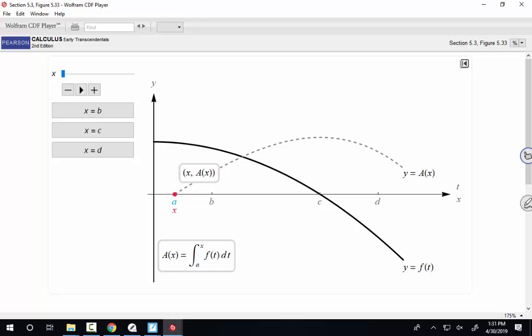So think of the x, the t and the y-axis here. When we graph the area function, that's the area on the y-axis. The t-axis is still the t-axis.